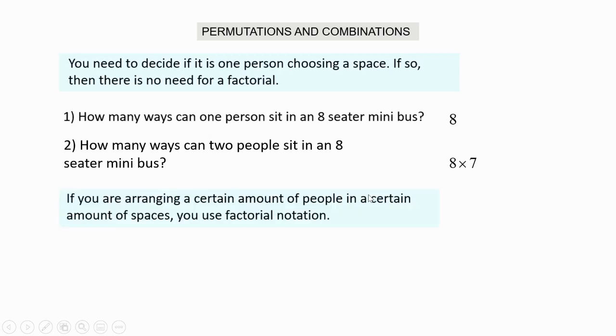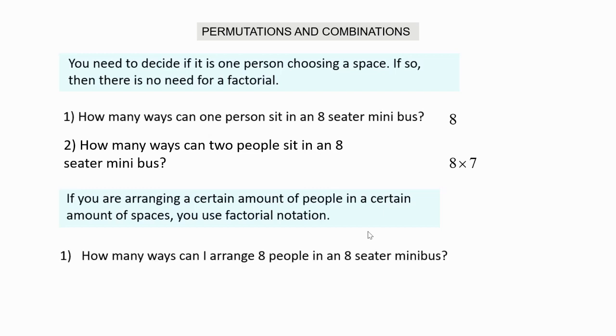If you are arranging a certain amount of people in a certain amount of spaces, then you use factorial notation. So if you've got 10 people, 10 spaces, 10 factorial. 10 letters, how many ways can you arrange all of them? 10 factorial. It's the same number with the same number. So how many ways can I arrange 8 people in an 8-seater minibus would be 8 factorial.